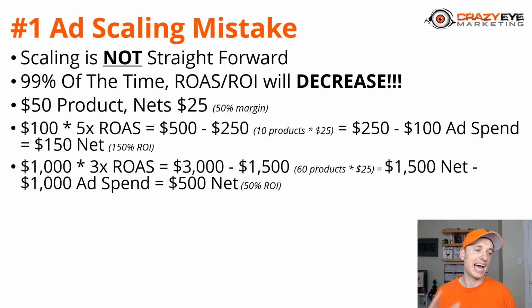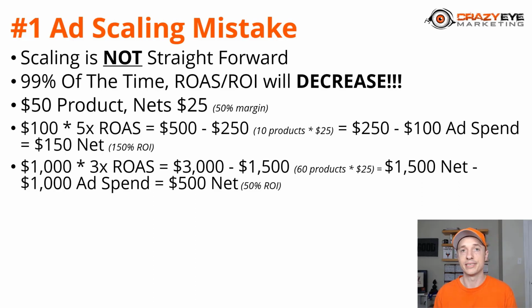So let's spend $1,000 a day. And when we do that, our ROAS, return on ad spend, drops down to 3. And so we bring in $3,000. Now, of course, we have to fulfill those products. So we've got to subtract out $1,500 because we sold 60 products at $25 apiece. And so that nets us $1,500.